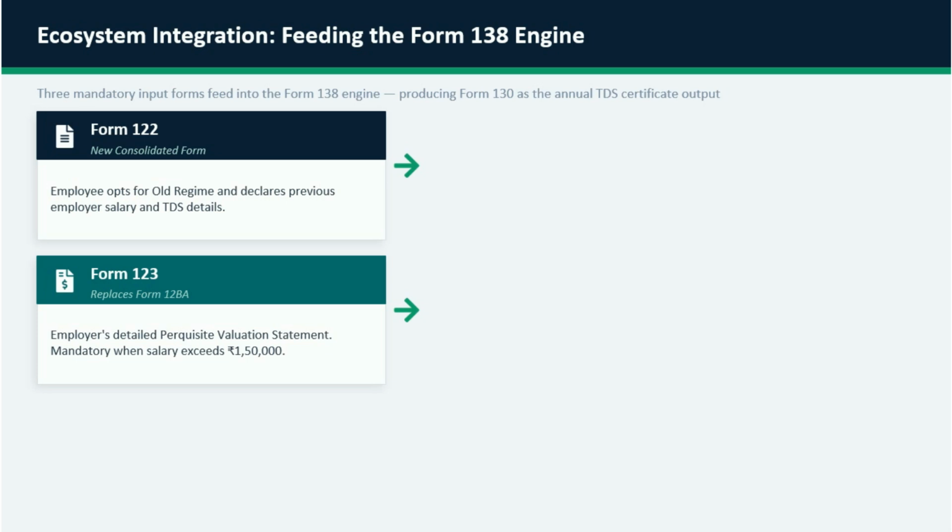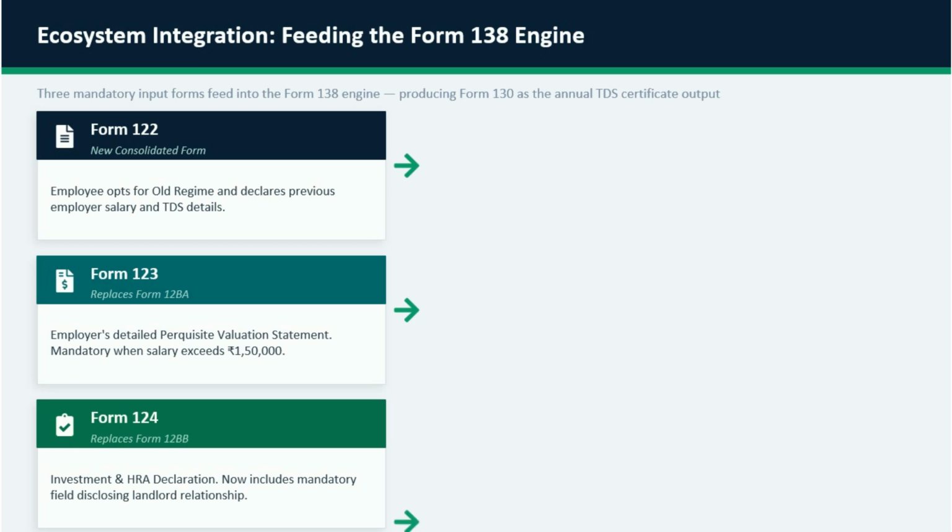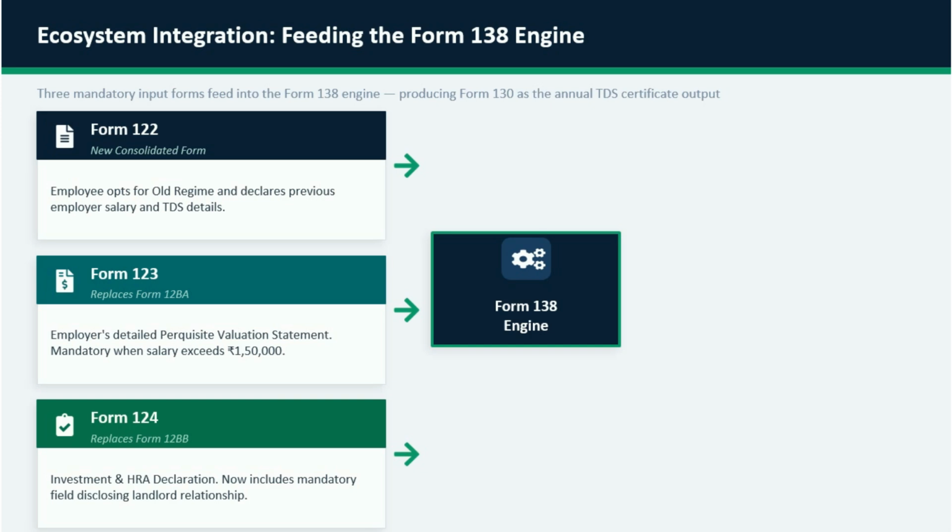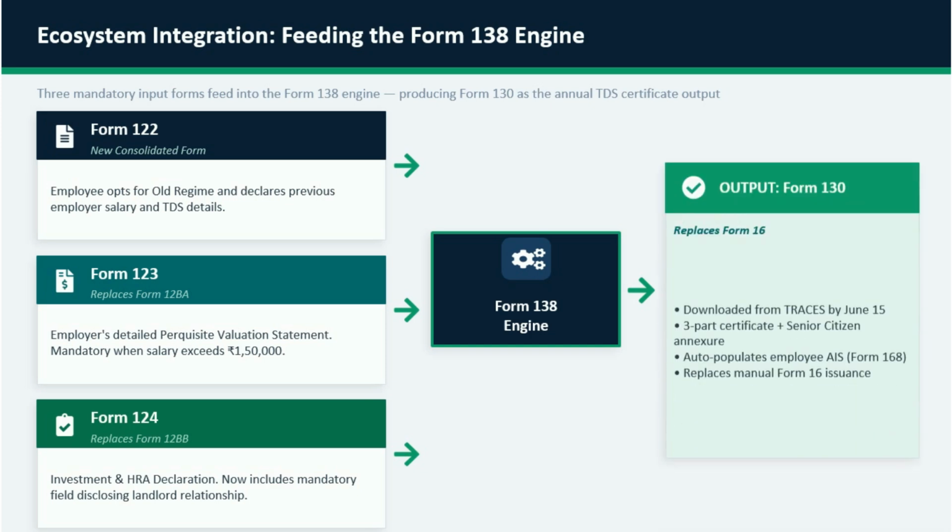higher salary brackets. The third component is Form 124, replacing Form 12BB, which manages investment and HRA declarations, while introducing additional disclosure requirements related to landlord relationships. All of these inputs are then processed through the Form 138 engine, creating a connected and automated compliance workflow.